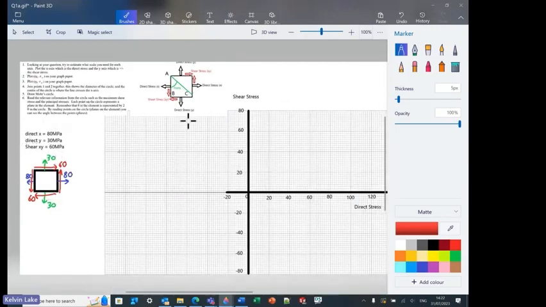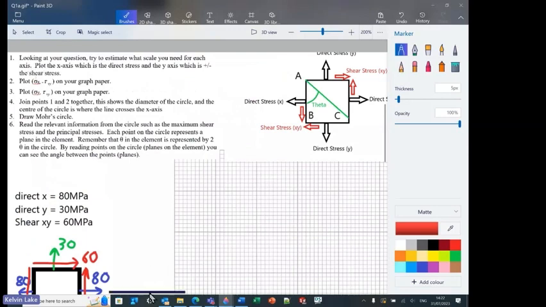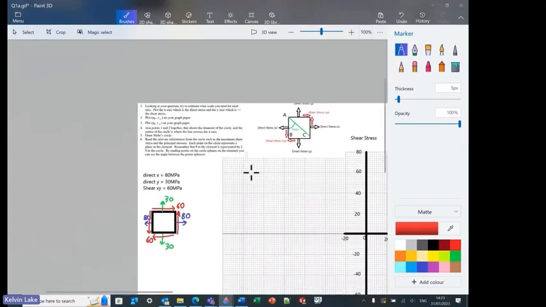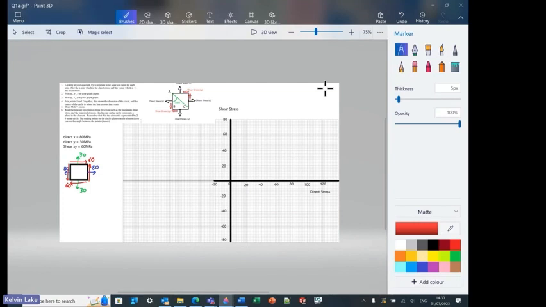What we can do now is construct a Mohr's circle, and you'll see in these images in the top left hand corner there, I've put those 6 steps there for you. So looking at your question, try to estimate what scale you need for each axis, plot the x-axis, which is the direct stress, and the y-axis, which is plus or minus the shear stress. I've already done that. So we're going to now look at part 2. Step 2, plot sigma x minus tau xy on your graph paper. So let's plot those points.